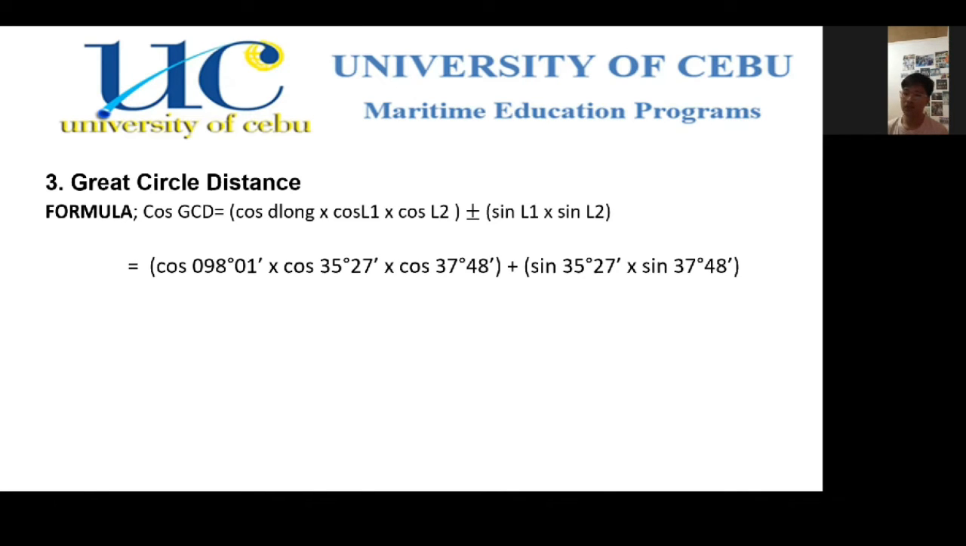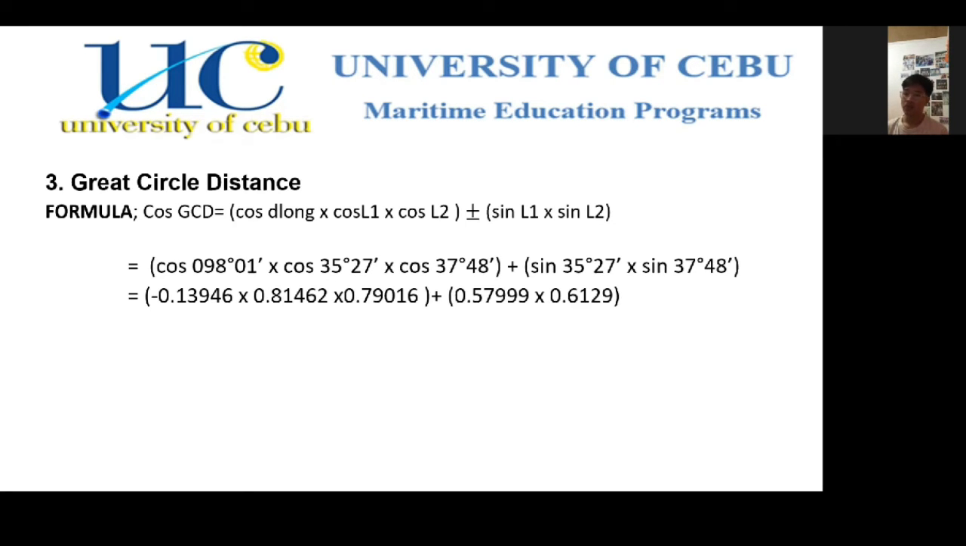So next, we need to substitute it first. So our D long would be cosine 098 degrees 01 minute times cosine latitude 1, which is 35 degrees 27 minute, times cosine latitude 2, which is 37 degrees 48 minutes. So plus, it is plus because the D-lat's name is the same. So like names is positive. So next is sine latitude 1, which is 35 degrees 27 minute, times sine 37 degrees 48 minutes.